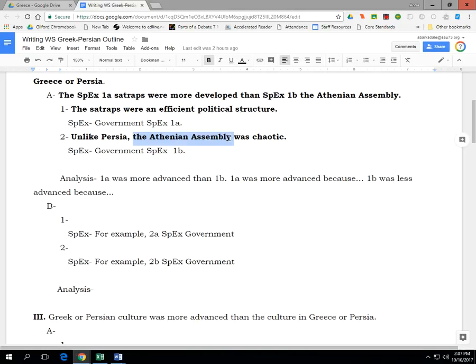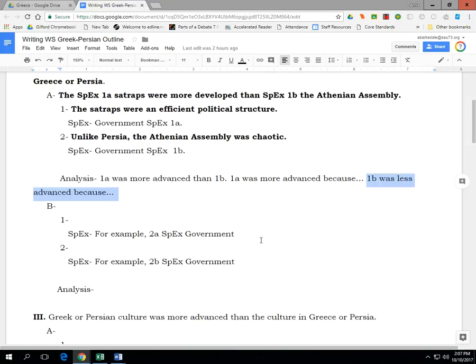Then in my brain, I ask myself, I go down to my analysis and I say, what about the Athenian assembly was not advanced? And my because would be the Athenian assembly was open to any male citizen, which meant that you had a large number trying to make decisions, which could be timely and inefficient to getting stuff done.